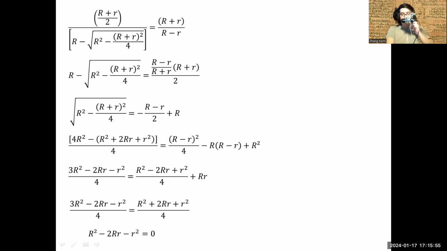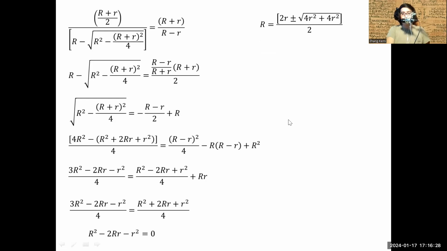So for those of you who can do a quick calculation, this is what I got as the quadratic relationship between the capital letter R and small letter r, namely the radius of the big quadrant and the radius of the small quadrant. So I'm going to apply the quadratic formula. So in this case, the next step.